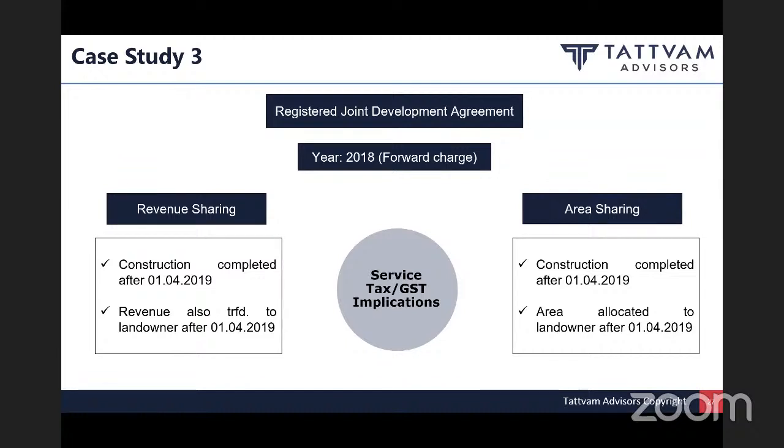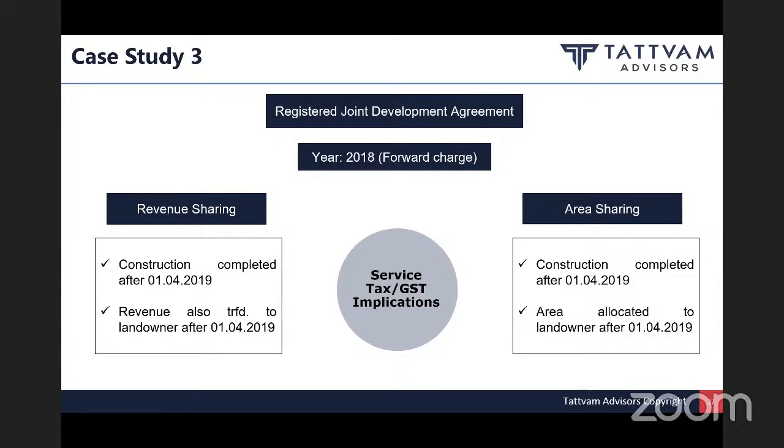Please note, after 1/4/2019, the taxability of development right is under reverse charge mechanism. Developer has to pay under RCM. Whereas before 1/4/2019, it was under forward charge mechanism. The landowner was supposed to pay under forward charge. Now, in our example, it is the landowner who has transferred the development rights in 2018. So the taxability will arise in 2018 itself. It's a transaction of forward charge mechanism.